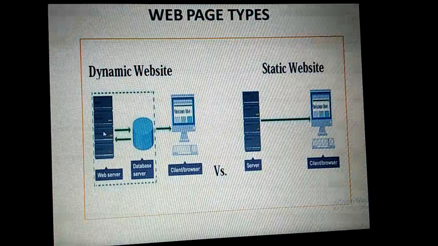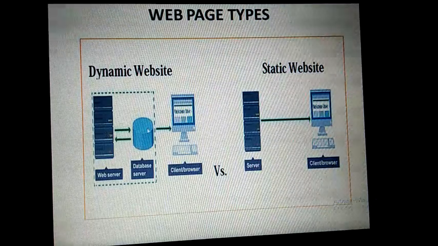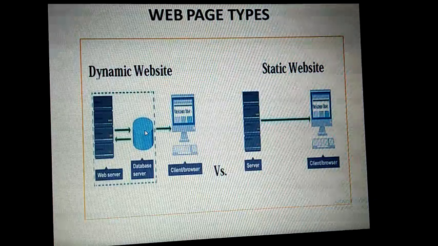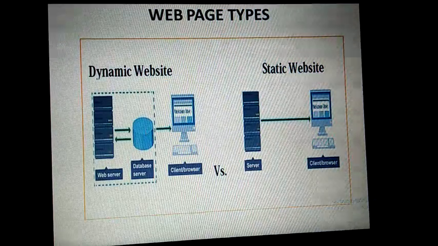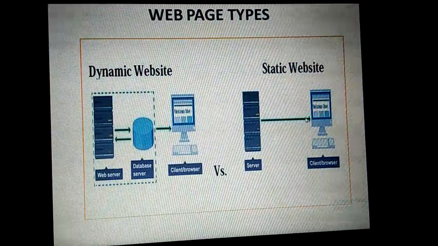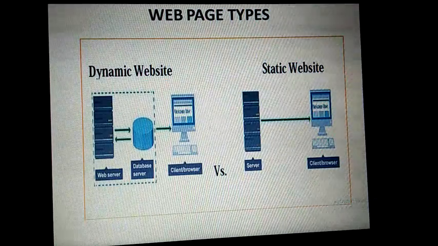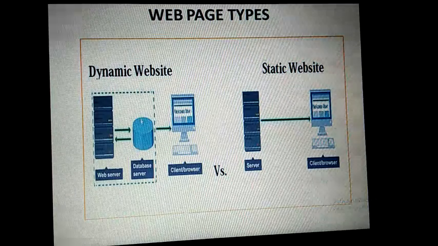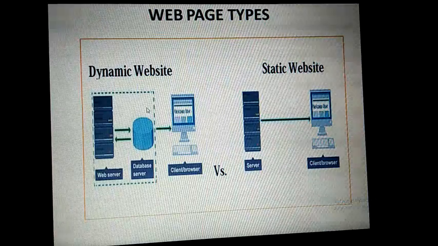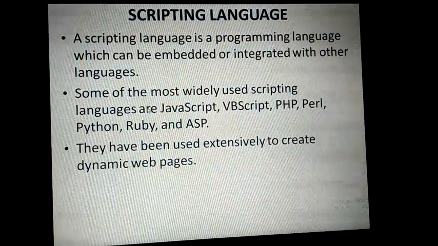He or she can access the web server, and along with the database server they can also get the contents in the case of a dynamic website. In the case of a static website, the request is sent to only one particular server and the response is also retrieved from that one particular server. Here, multiple servers are involved in the case of a dynamic website in order to interact with the user. And then, scripting language.